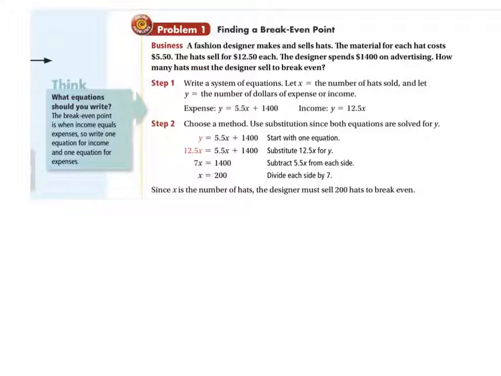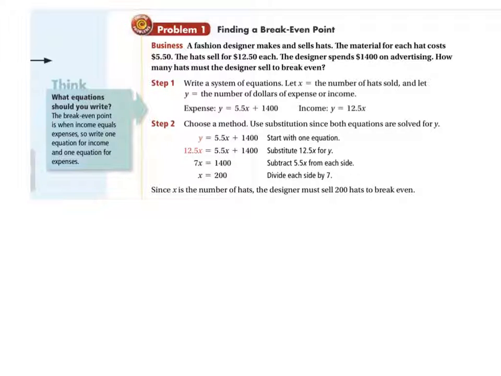So in the first one, the expense equation, you're writing two types of equations. Your Y, your expense, is $5.50 for each hat. That comes from here. And the $1,400 you spent on advertising. That's your expenses. Even if you sell 0 hats, you're $1,400 in the hole. Sell 1 hat, well, then you've got $1,400 plus $5.50 that you owe before you even sell the hat.